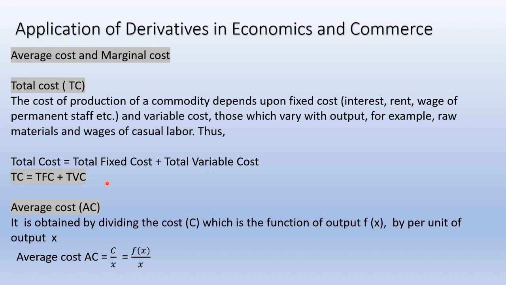Average cost, AC. It is obtained by dividing the cost C, which is a function of output f(x), by per unit of output x. Average cost AC is equal to C by x, which is equal to f(x) by x.